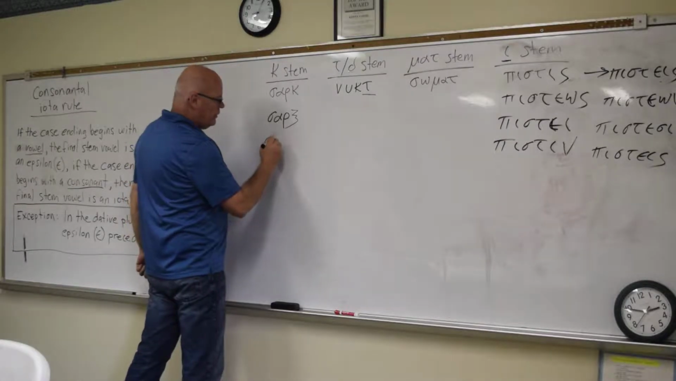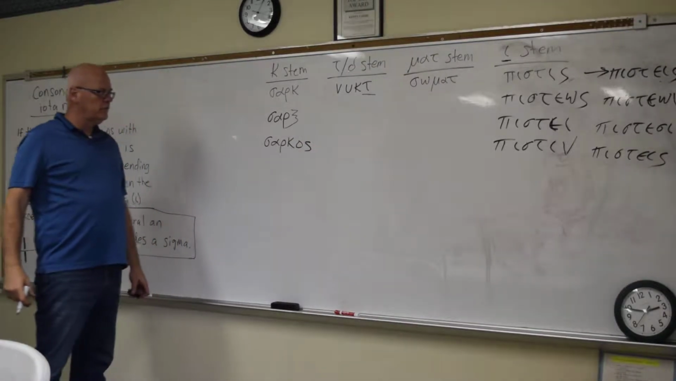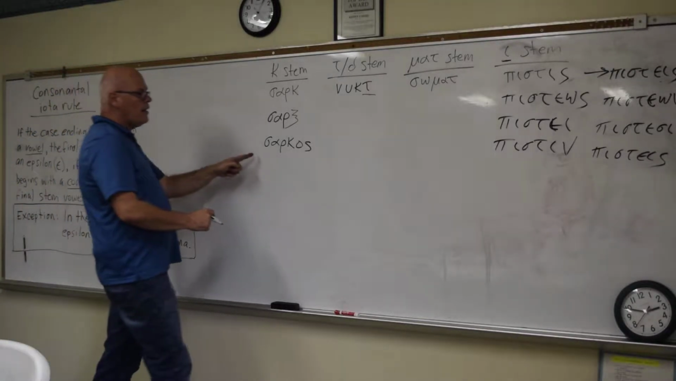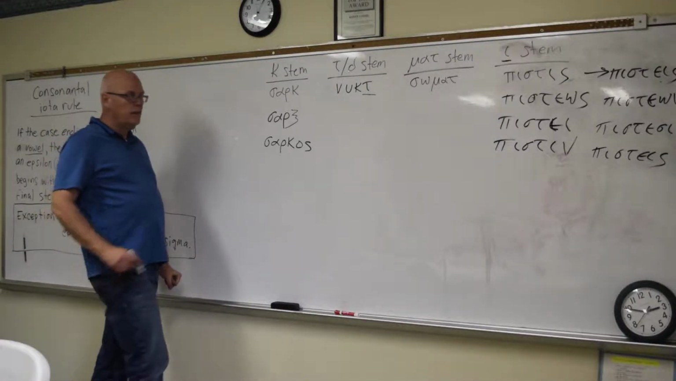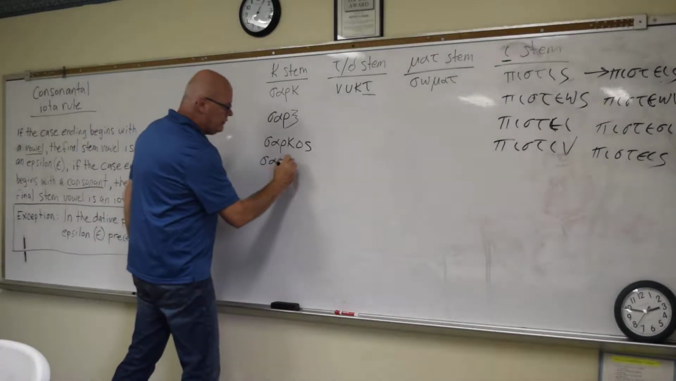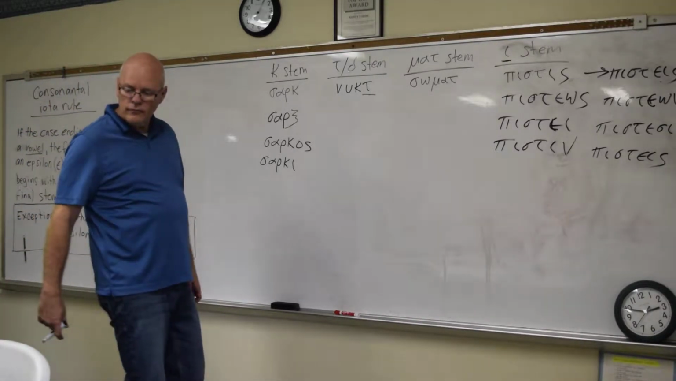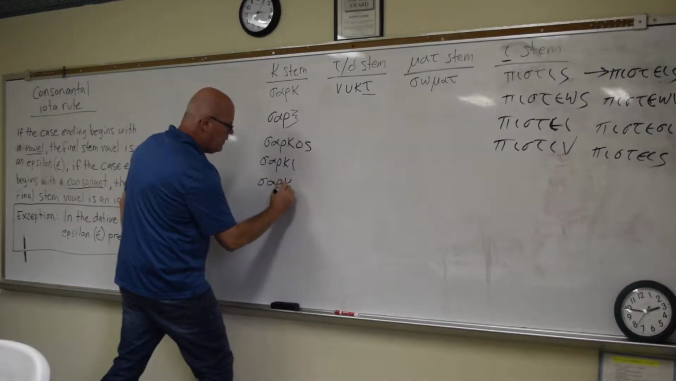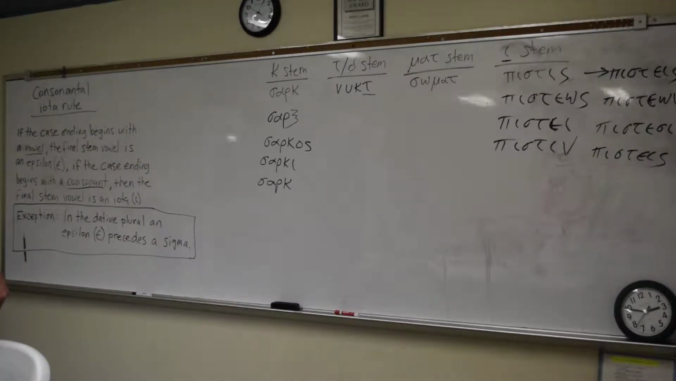Now, how do I do the genitive? The genitive is the easy one. I just add the omicron sigma: sarkos. Now how do I do the dative? Sarki, right? Now how do I do the accusative? Sarpin? Sarka. Just what?